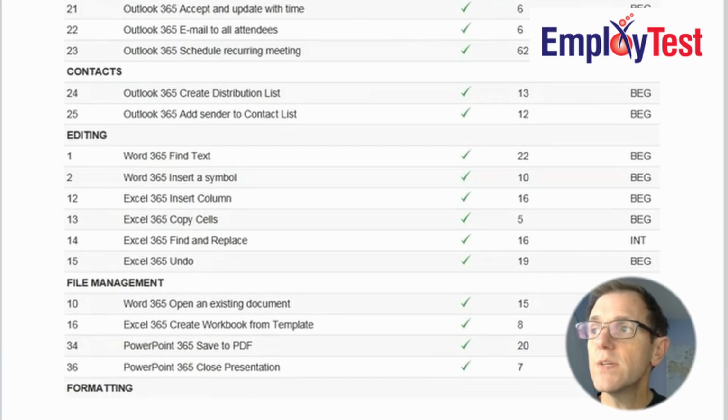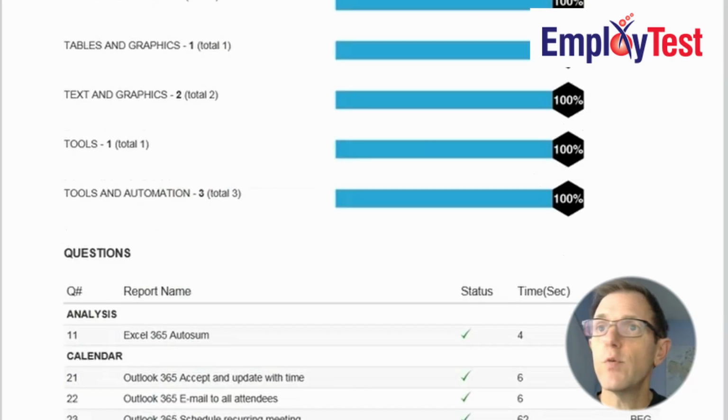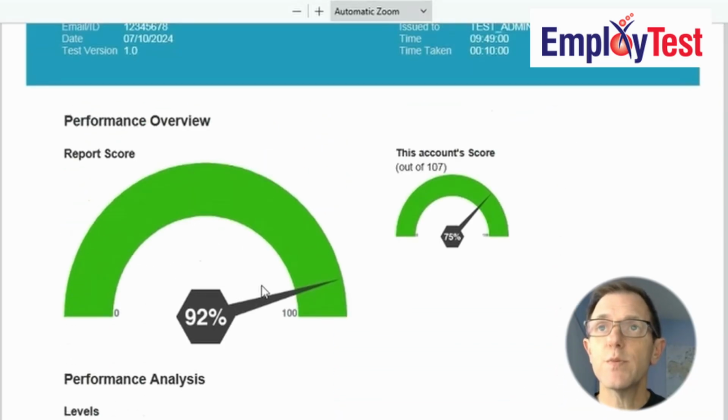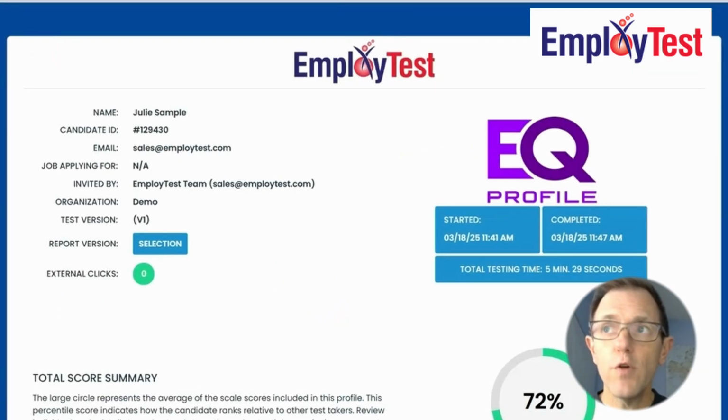So this one's simple to understand. The main number that everyone is looking at is this percentage correct score, and if there's any sort of comparison here. The behavioral tests, such as our EQ profile for emotional intelligence, work a little bit differently.